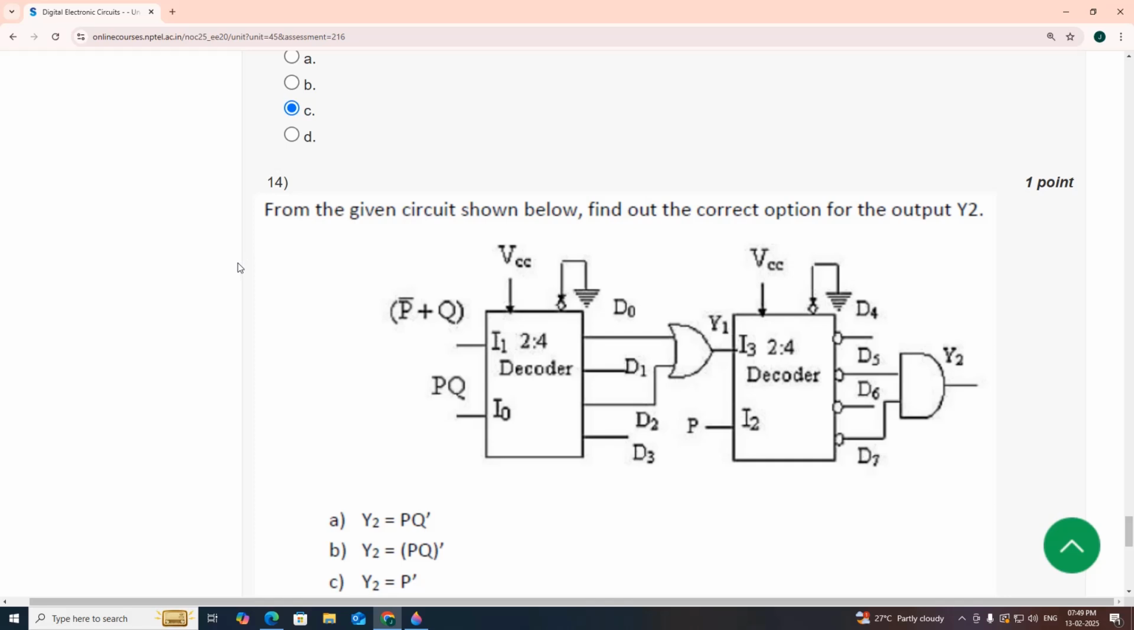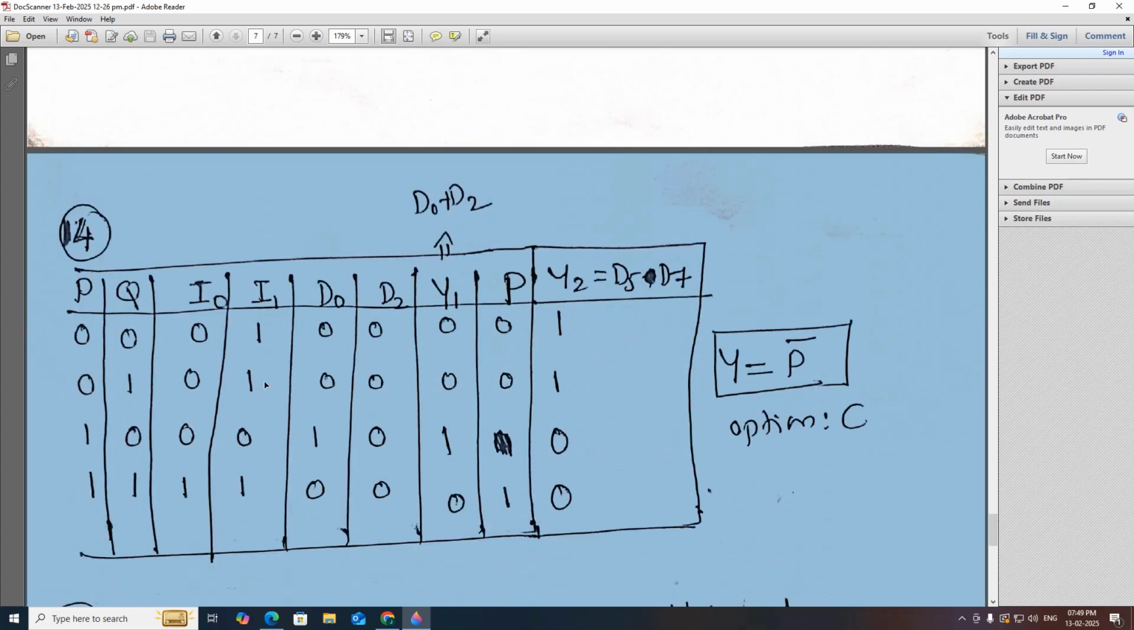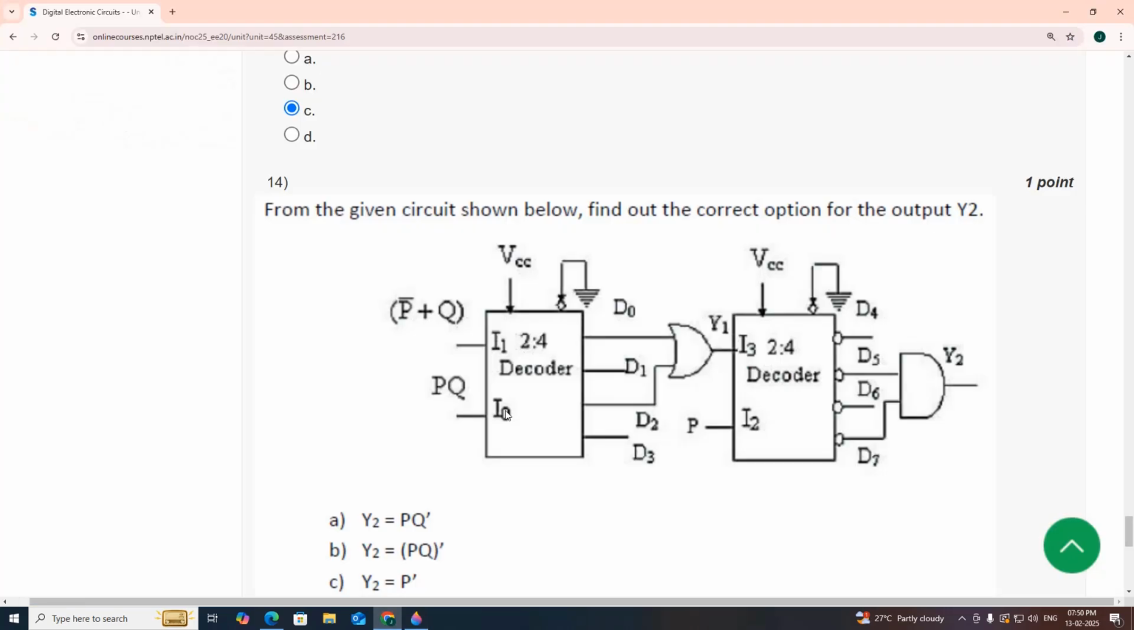Next one, 14th. So 14th one. So there is decoder 1, decoder 2 is given. So P, Q, two input variables, only two input variables, P and Q. So what we'll do here for the next question? First consider P and Q, write all the input combinations 0 0, 0 1, 1 0, 1 1, that's all. And we'll see here in the diagram, this is I0, this is I1. So we need to write what is I0 and what is I1. I0 is PQ, I1 is P bar plus Q.